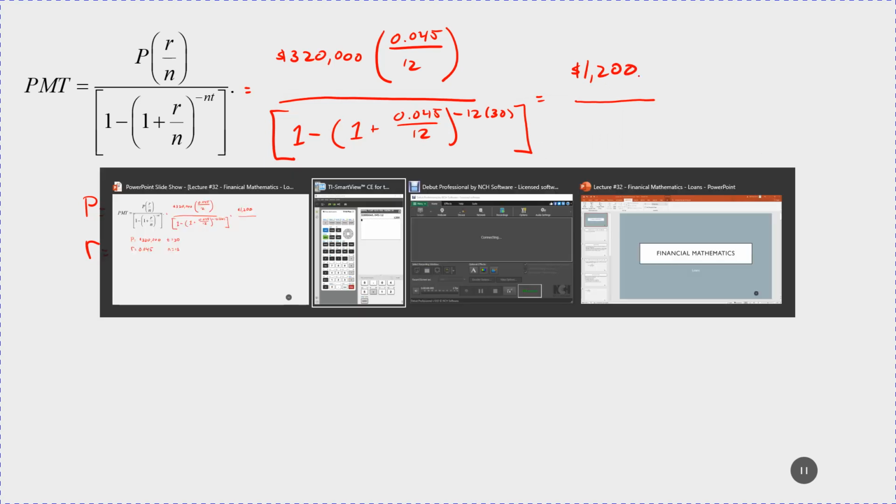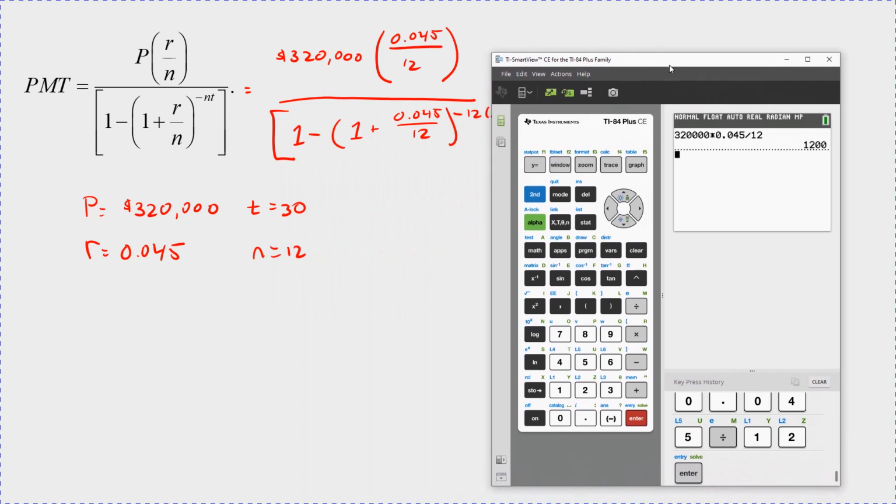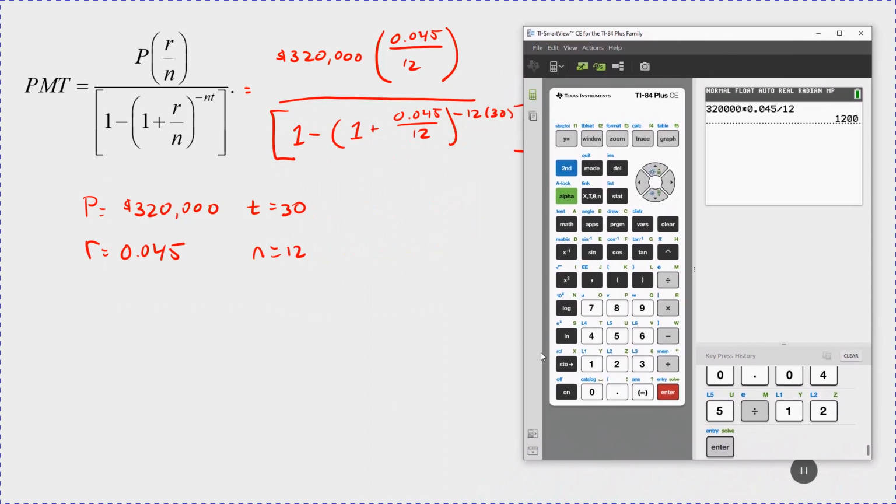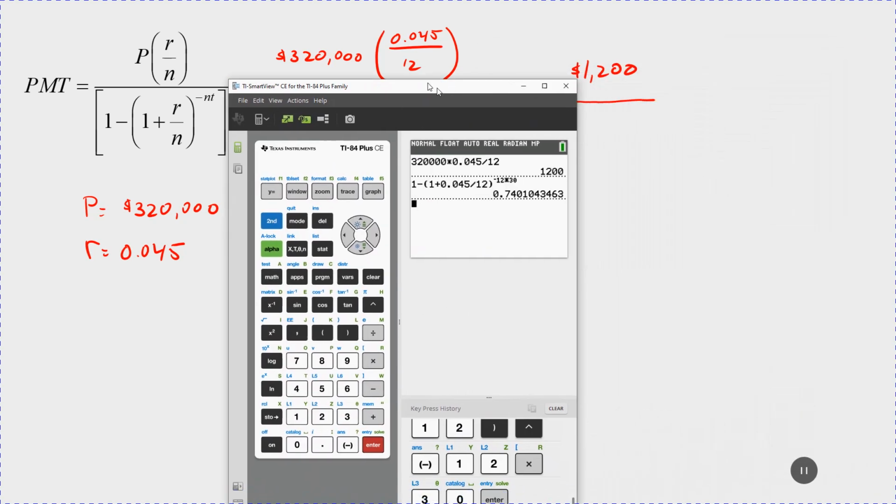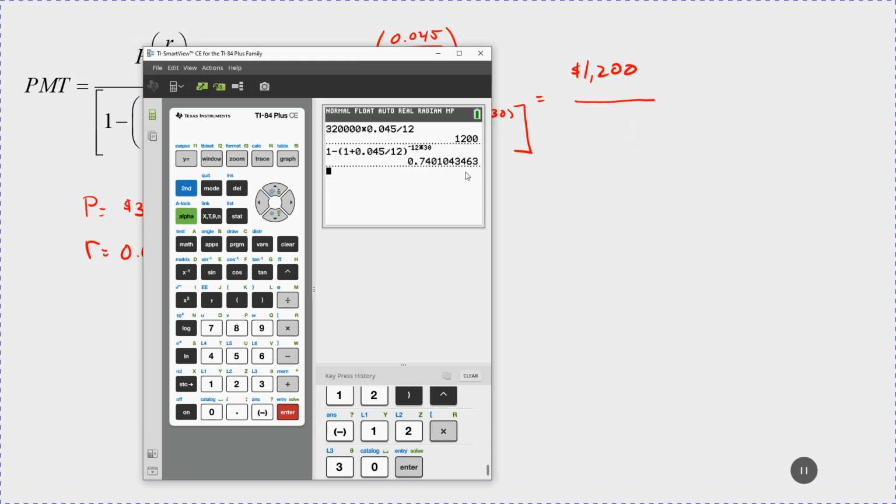So now we got to hop into the denominator here. So 1 minus, and then in parentheses, 1 plus 0.045 divided by 12. Close the parentheses, but I'm raising that to the minus 12 times 30 power. For my denominator down here, if you're going to plug this in, you can go out really far in decimal digits. So I'm going to go out 6. 0.740104.